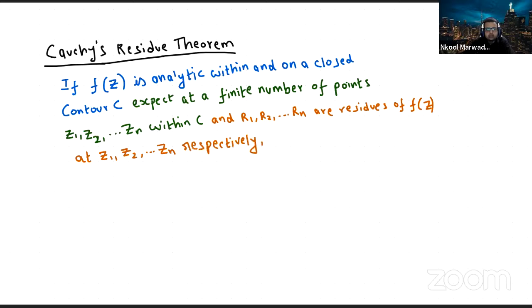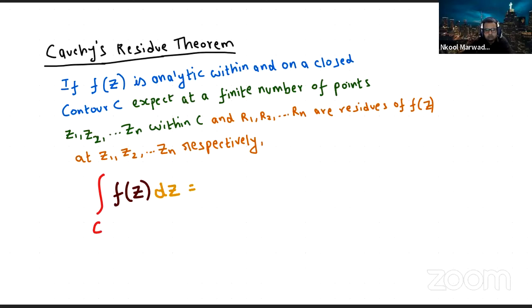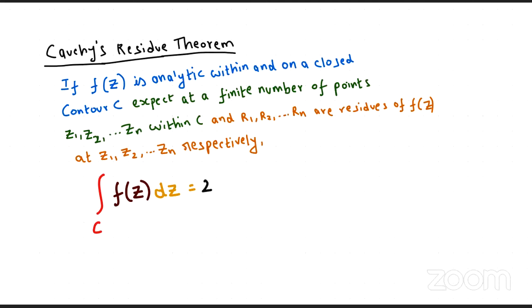Then I can say that the formula: the integration of f of z dz will be equal to 2 pi i times the sum of residues.